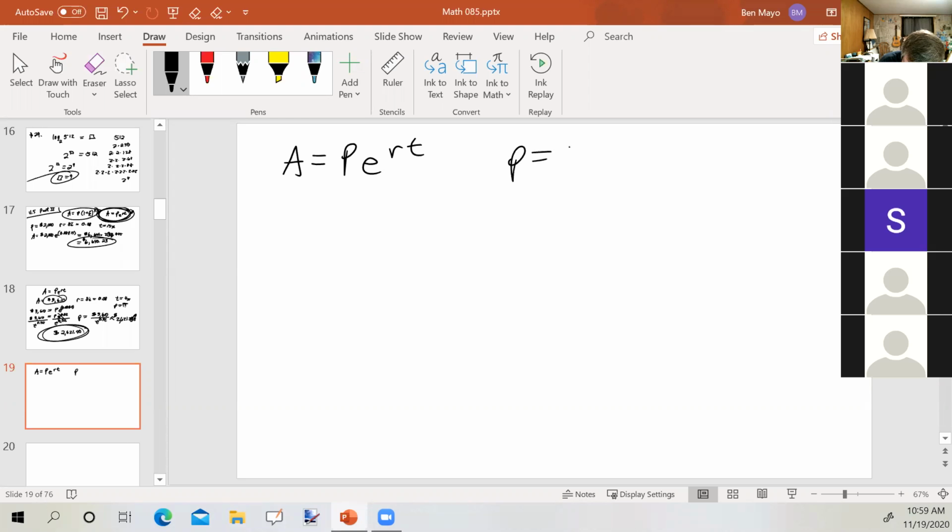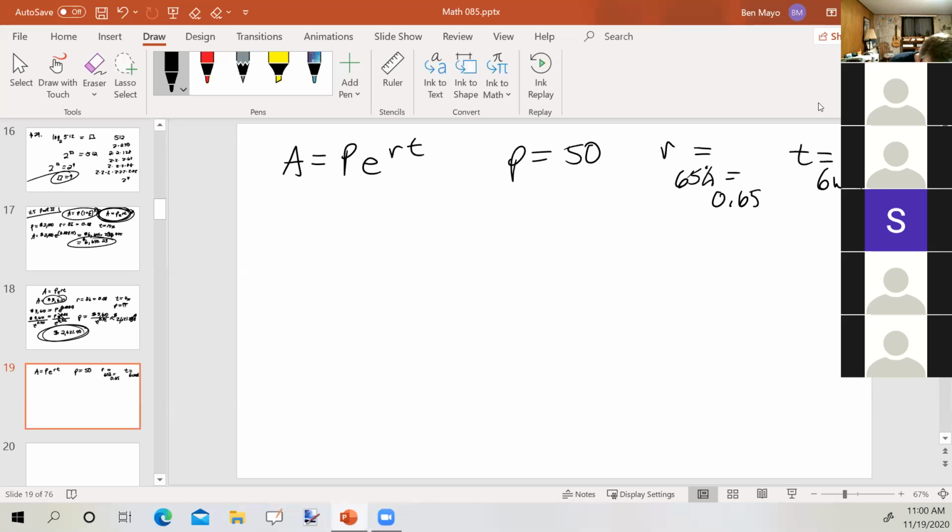So P is 50. R is 65%, which would be 0.65. Time is measured in weeks because, again, let me read it. It says, if not checked, the population of a colony of bed bugs will grow exponentially at a rate of 65% per week. So time is in weeks. How many will there be in 6 weeks? So time is 6 weeks.